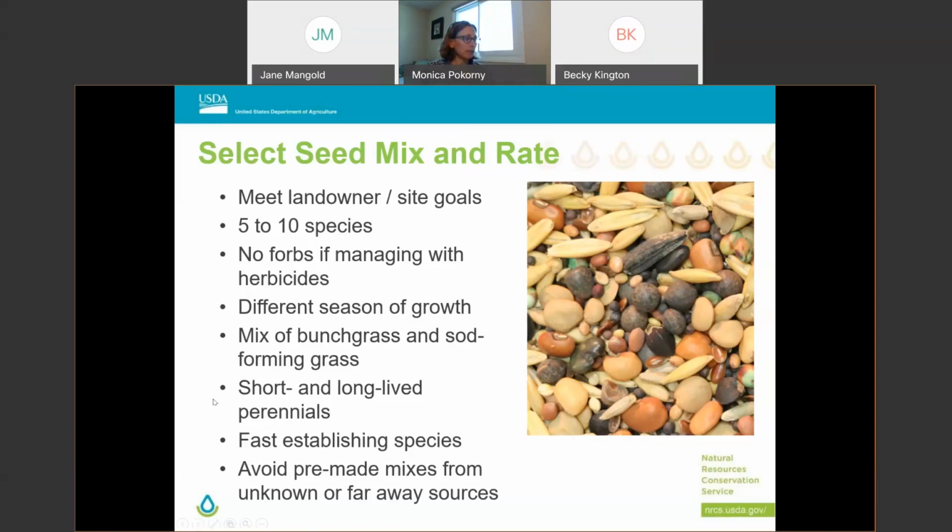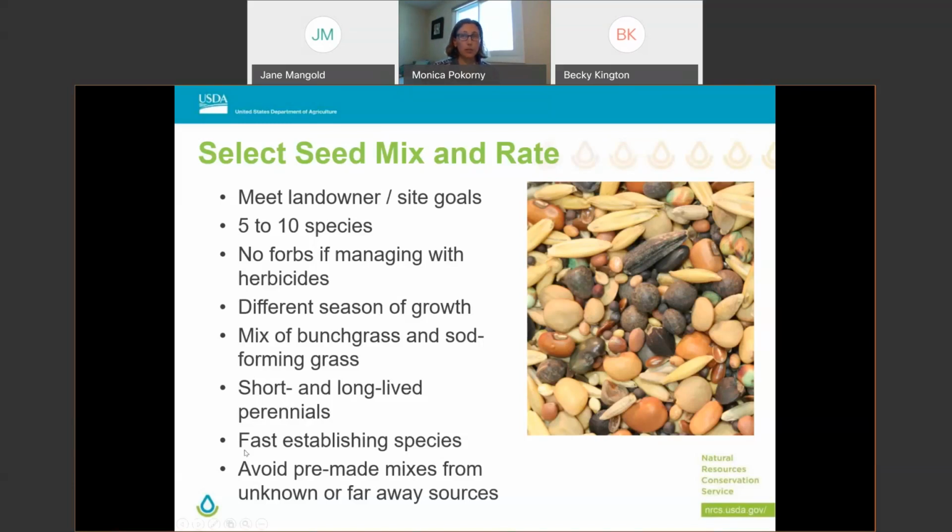And then there's a lot of diversity that we try to mix into the seed mix. You want species that grow at slightly different seasons. You want a mix of different growth forms, like bunch grasses or sod forming grasses, maybe some shallow rooted grass or deeper rooted species, and also short and long lived perennials. Some of that diversity helps utilize resources more completely over time and space, and it helps them be more competitive with the weeds, so you leave less resources available for the weed species.